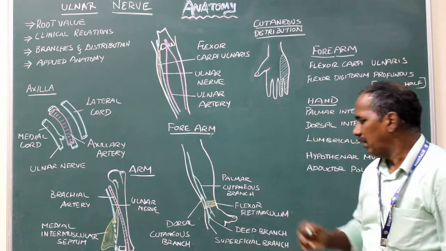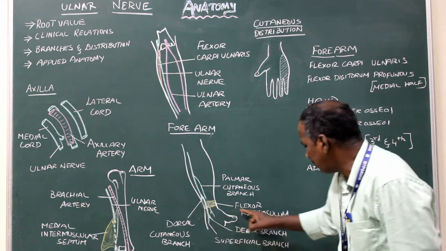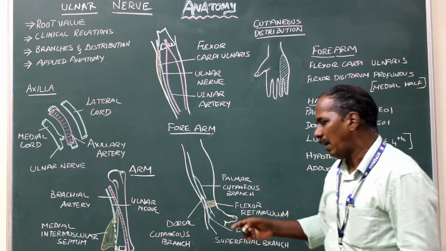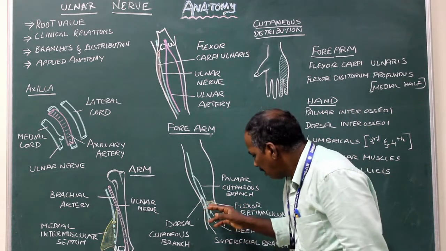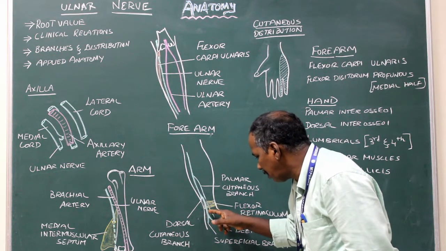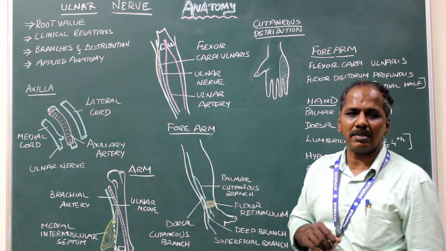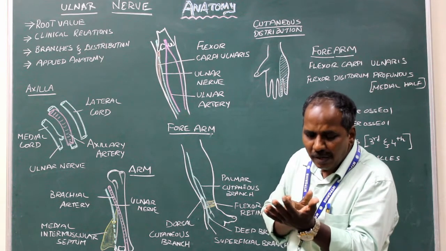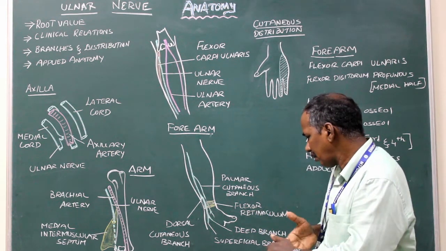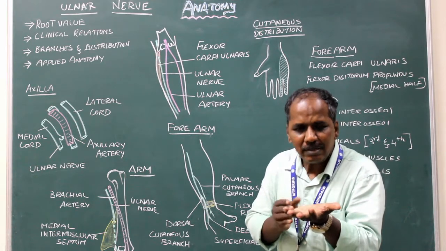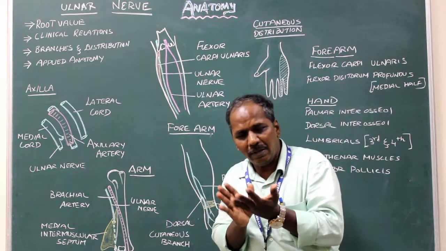In the hand, the nerve runs superficial to the flexor retinaculum and divides into superficial and deep branches. The deep branch runs along with the deep palmar arch present in the palm. The superficial branch supplies the palmaris brevis and ends by supplying the skin over the palm and the medial 1.5 fingers.